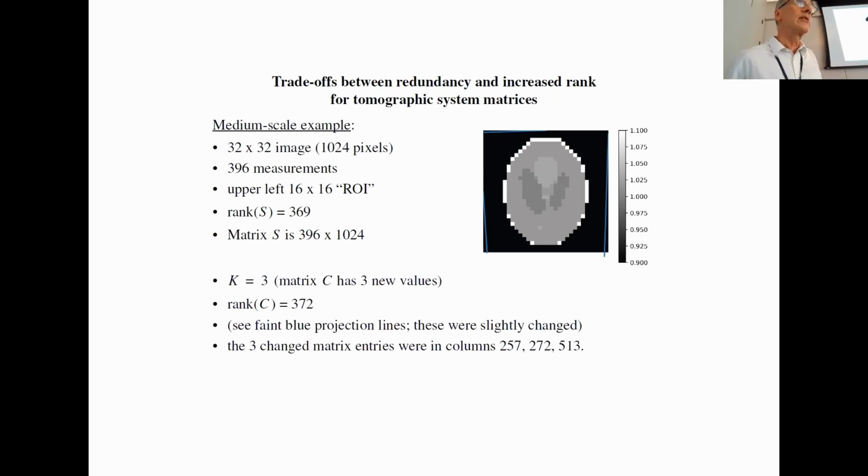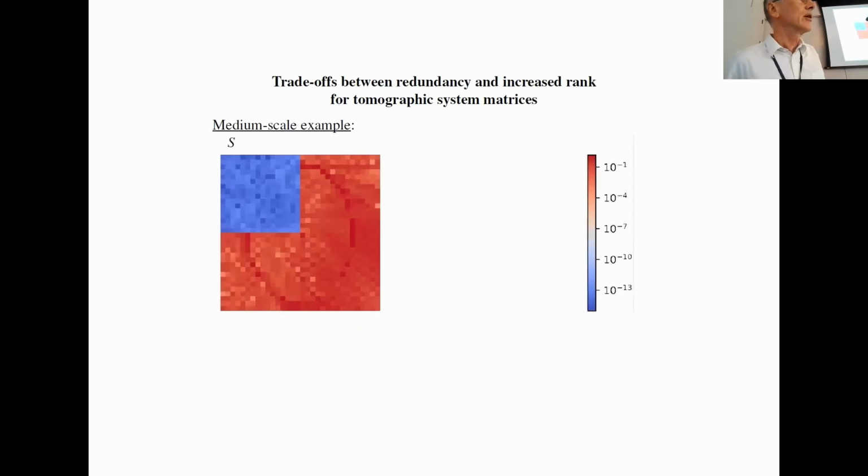For the other matrix C, we changed 3 of the values. Those values happen to be in columns 257, 272, and 513. The new rank did go up, so those were successful changes to the matrix. It went up by 3. So we expect to see 3 new pixels. Here's an image of the bias. This time we're just putting an image of the bias.